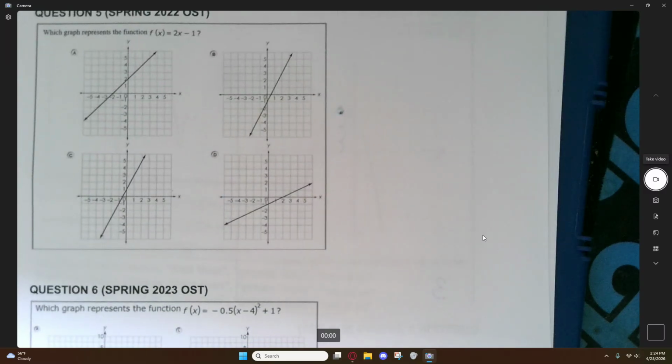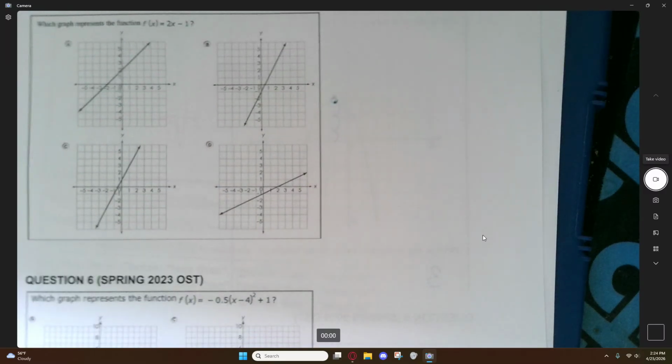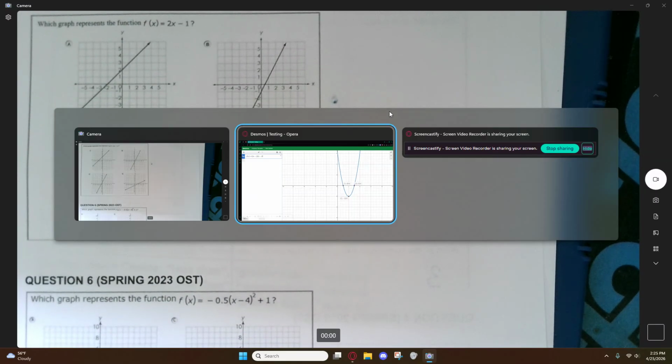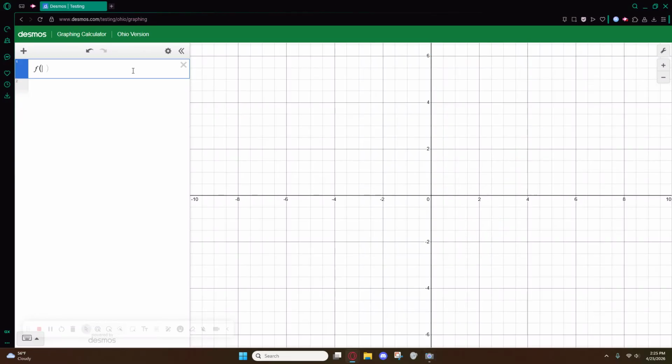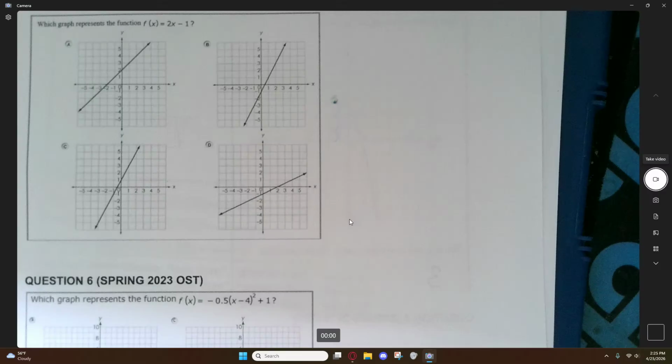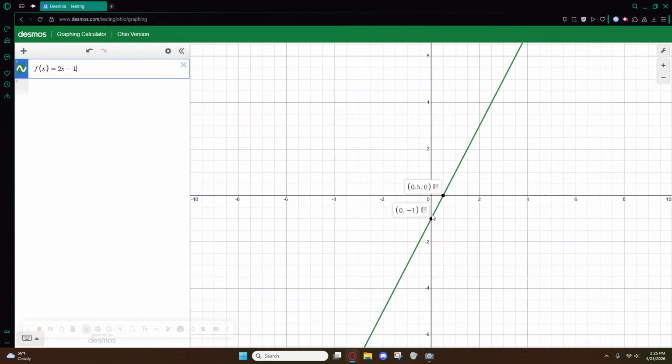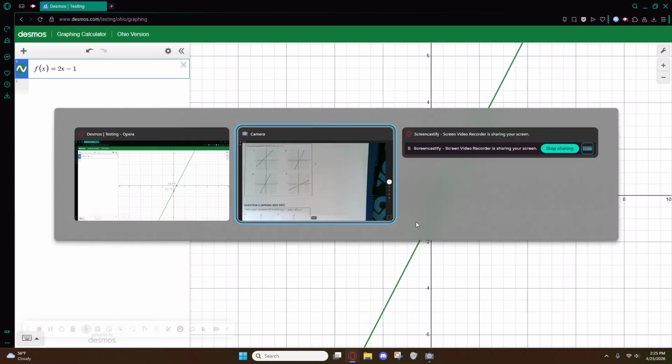Question 5. Which graph represents f of x equals 2x minus 1? So we're going to put this question into Desmos as well. F of x equals 2x minus 1. Let's look at our intercepts. First off, we know this is a positive line, which all the lines on our answers are positive, so that sadly does not give us any easy way out. However, our x-intercept is 0.5 or 1/2, comma 0. And our y-intercept is 0, comma negative 1.